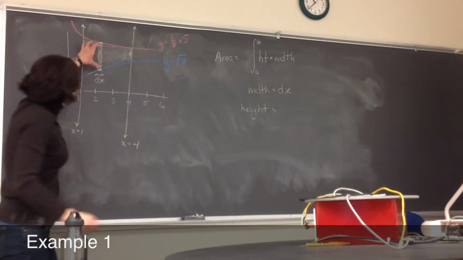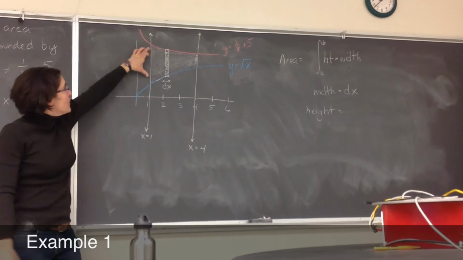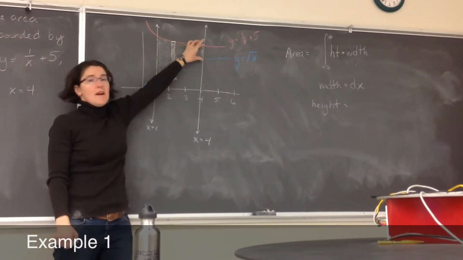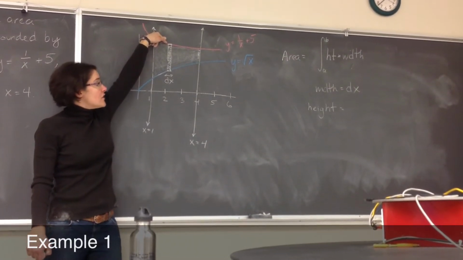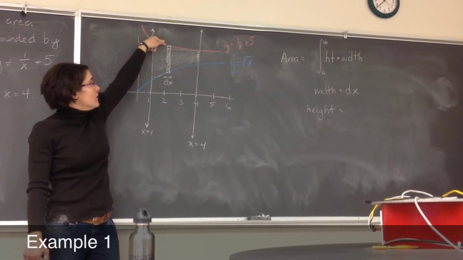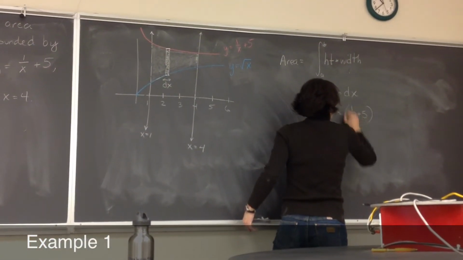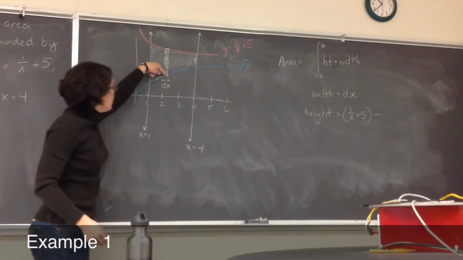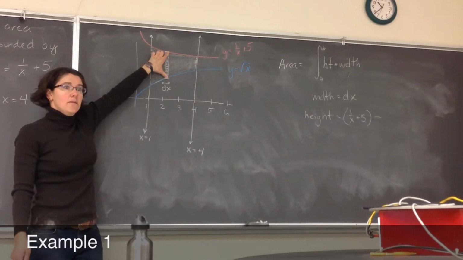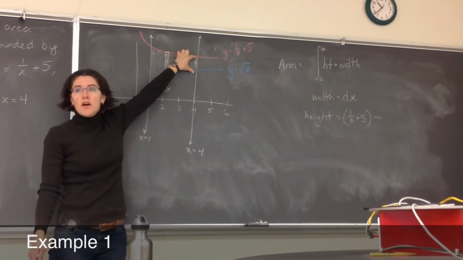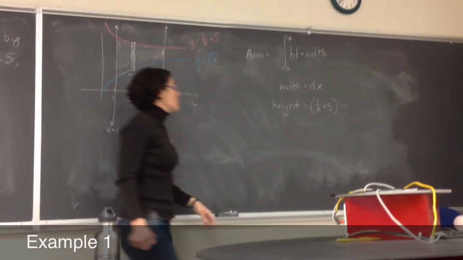the height of this rectangle, well, whether I've drawn this rectangle in the middle, or whether I've drawn this rectangle all the way on the left side or all the way on the right side, that top of that rectangle is always touching the red function. And so my height is going to be my top function, 1 over x plus 5, minus, well, the bottom of that rectangle is touching the blue function. And whether I have this rectangle drawn in the middle, or whether I imagine the rectangle drawn all the way over here to the right, that bottom of the rectangle is always on y equals the square root of x.